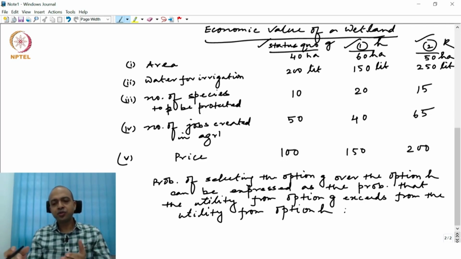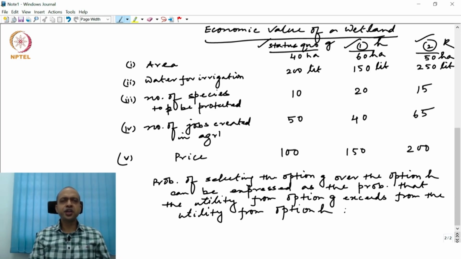Here the same thing, we have designed different scenarios and we are asking the respondents to select either scenario G or H or K, where G is called the status quo situation. In choice experiment, we have to always keep one option as the status quo. Okay, always the status quo. So then the probability that the respondent will select G over H can always be expressed as the probability that the utility derived from the Gth option is greater than the utility derived from the ith option, which is very simple and easy to understand.